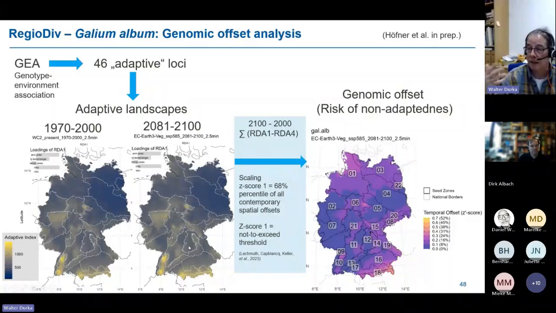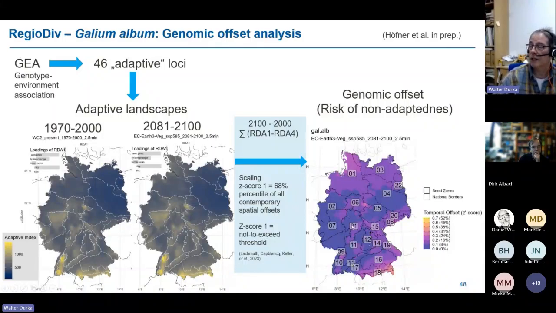It's difficult to see, but there is a difference. If we subtract these two patterns from each other, we come up with this pinkish map to the right, which is the genomic offset. So you could also call it risk of non-adaptedness. If we use the correlation between genotypes and environment and extrapolate it to the future, we will see that some regions are not as well adapted as they could be. These are the more yellowish regions.